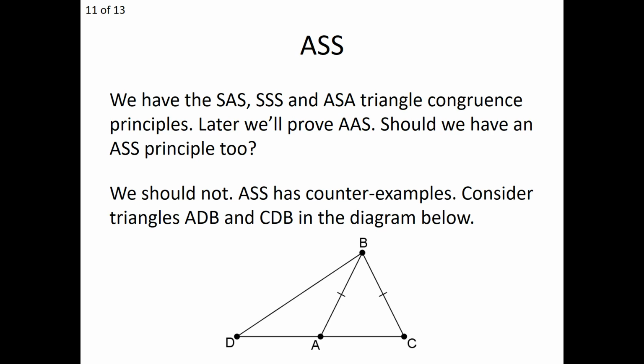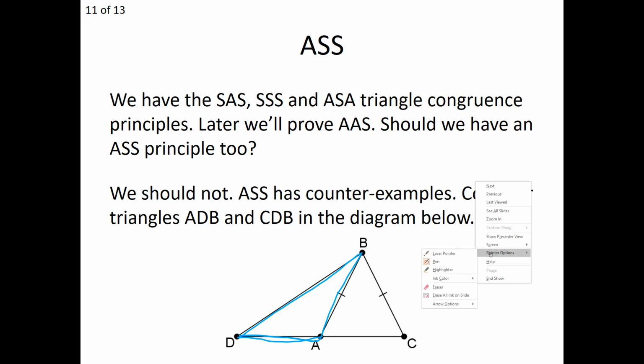Well, we should not consider angle side side as a triangle congruence principle, not just because it looks like a bad word, but because it has counterexamples to it. Consider the diagram below. We actually have two triangles here that follow this angle side side pattern. Let me point out those two triangles. Consider the first triangle, ADB. It's this one right here. Let me change my color real quick so I can actually juxtapose these two triangles with each other. So let's then also consider triangle CDB.